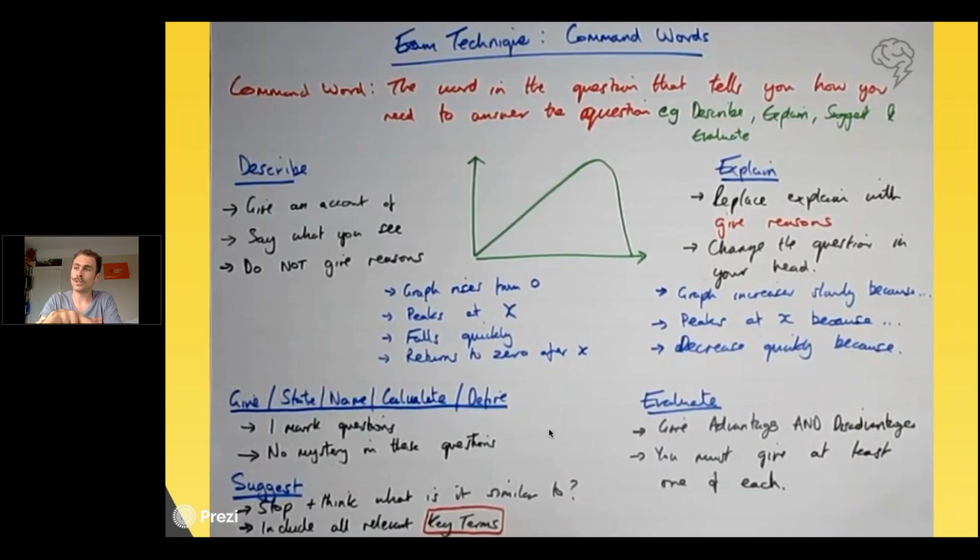The other 2 main ones that are on the page are suggest. Suggest are typically the most hated. So what can you do to help you understand the suggest questions on the paper? You are going to have to stop a moment and think, what is this similar to? It's going to expect you to apply your biological knowledge to a scenario that you've never come across before.